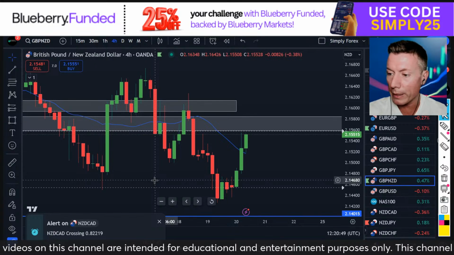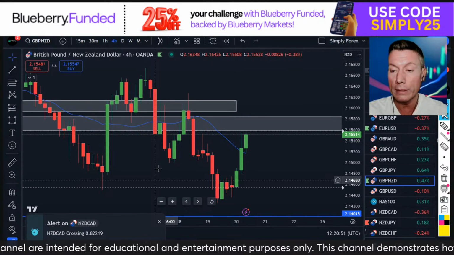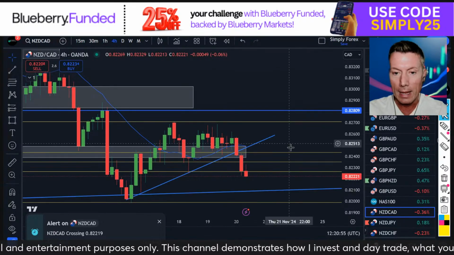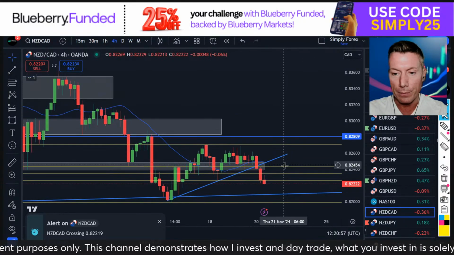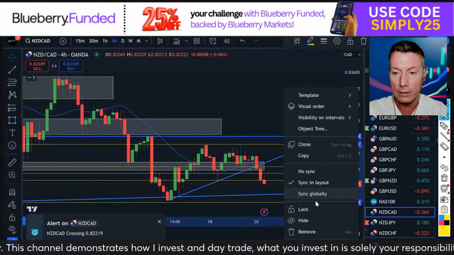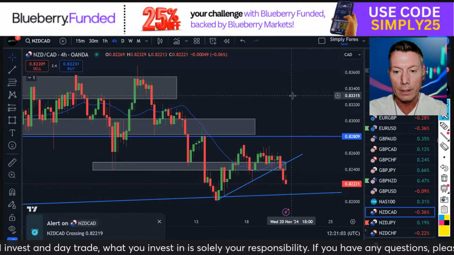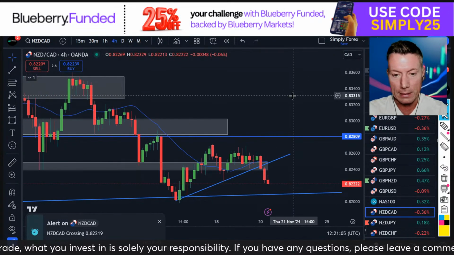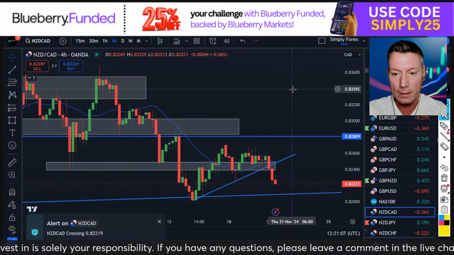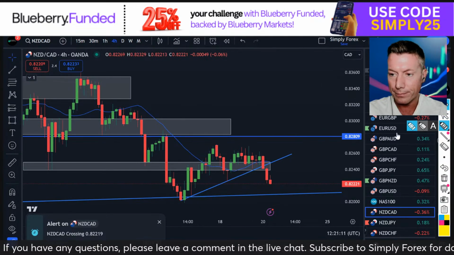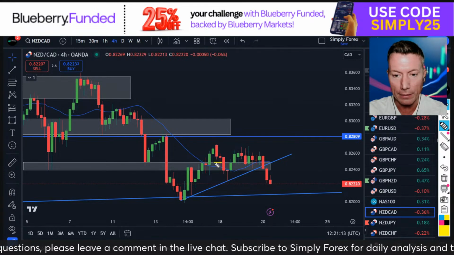Right, what else are we looking at? Let's go to New Zealand CAD quickly, because I'm in this trade. Let me get rid of these fib levels. It is at a nice fib level, by the way. A couple of things here. I entered this New Zealand dollar, Canadian dollar trade roughly in here for a buy trade.